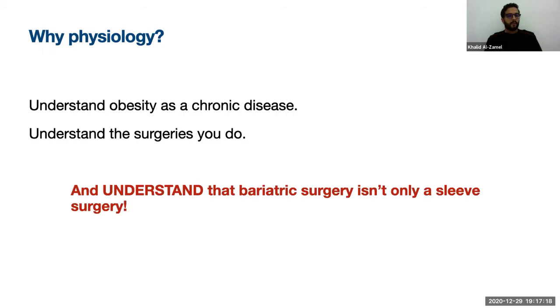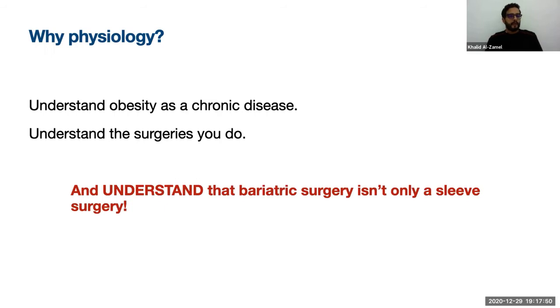So when we know physiology, we will understand obesity as a chronic disease, as a low-grade inflammation, and a disease that needs more than one-step surgery. In fact, it might need a non-surgical, surgical, and a long follow-up of the patient. Some of the patients might be lucky to finish with one step. Some of them might need 2 or 3.